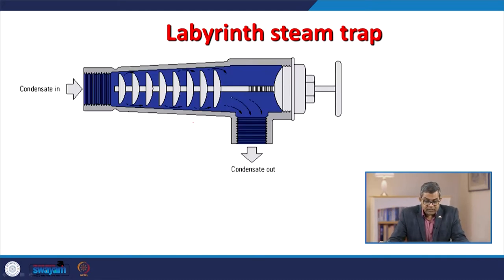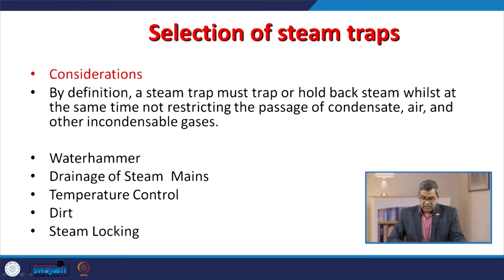This is again the labyrinth type of steam trap. It is very common and very useful. Here these discs are attached in a graduating, reducing manner, and this is the crown wheel through which you can adjust the length of these discs. This not only imparts a hindrance to the passage so that any steam may get condensed over a period of time, but it also allows safe passage for the condensate out.